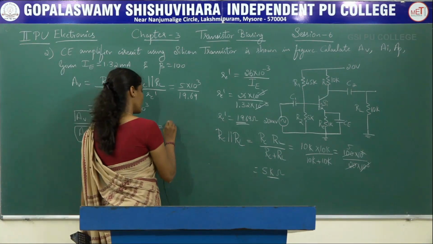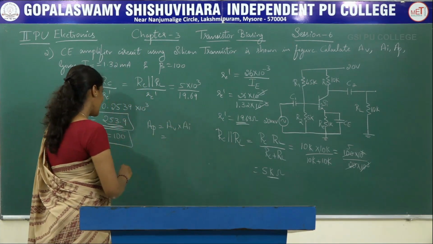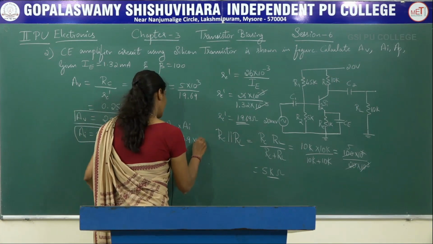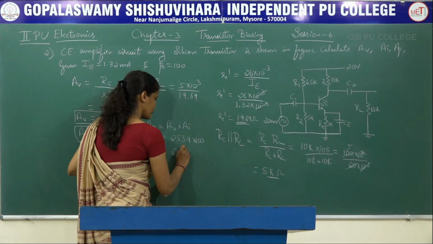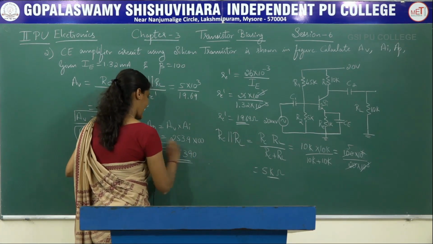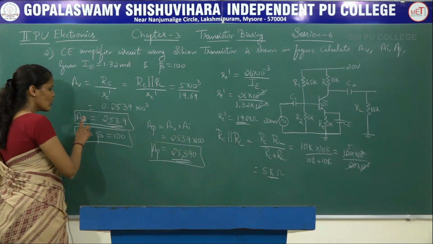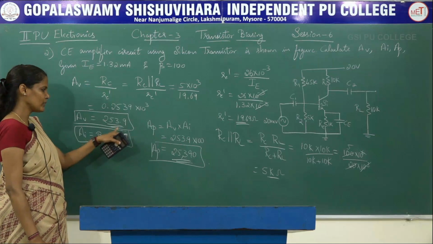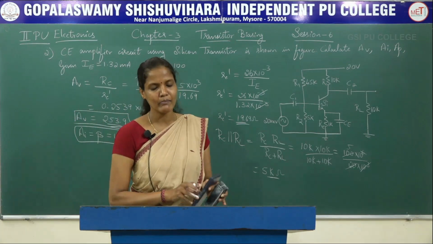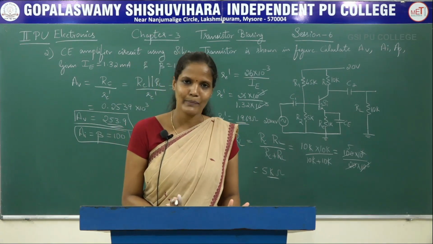AP is equal to the product of voltage gain and the current gain. Voltage gain is 253.9 into 100, which gives me 25390. So there is no unit for this. So the AP value is equal to 25,390. Voltage gain is 253.9, whereas the current gain is equal to 100. The problems are simple in this particular chapter, but you have to know the formulas for those particular parameters.